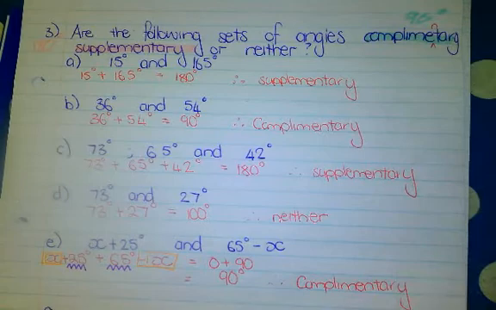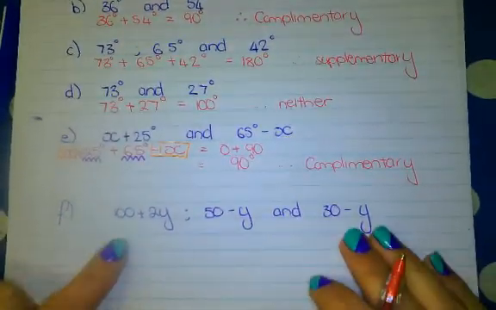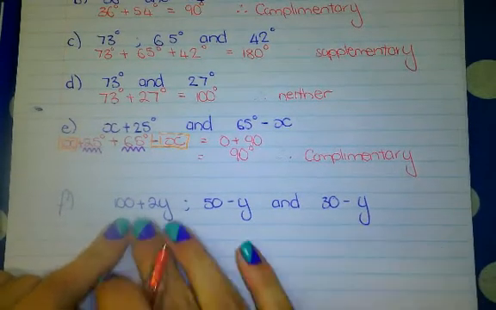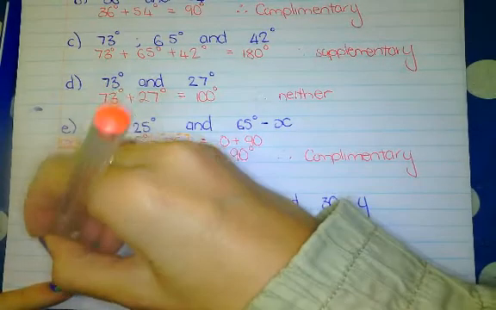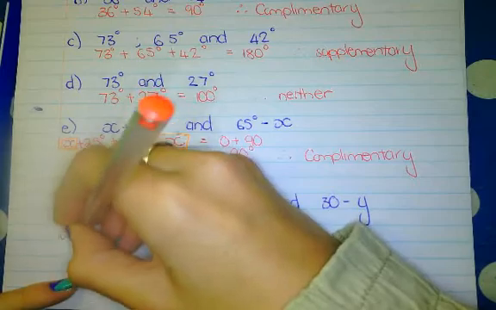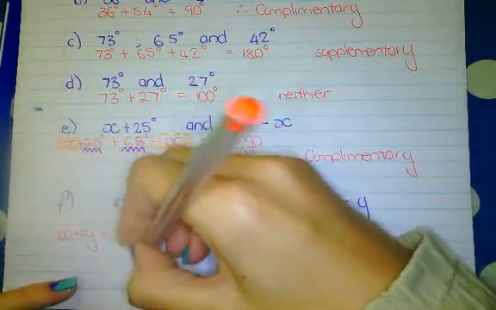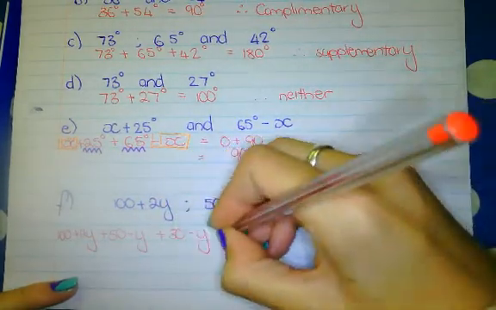Okay, and one last one. I actually want you to pause the video and see if you can do this one yourselves, and then play it and see if you got the same as me. Okay. So we see y's, we panic a little bit, then we calm down and say, actually, I just treat this exactly the same as I would if it were numbers. I'm checking to see what they add up to, so we're going to add them all together. 100 plus 2y plus 50 minus y plus 30 minus y, and we're going to see what we get.